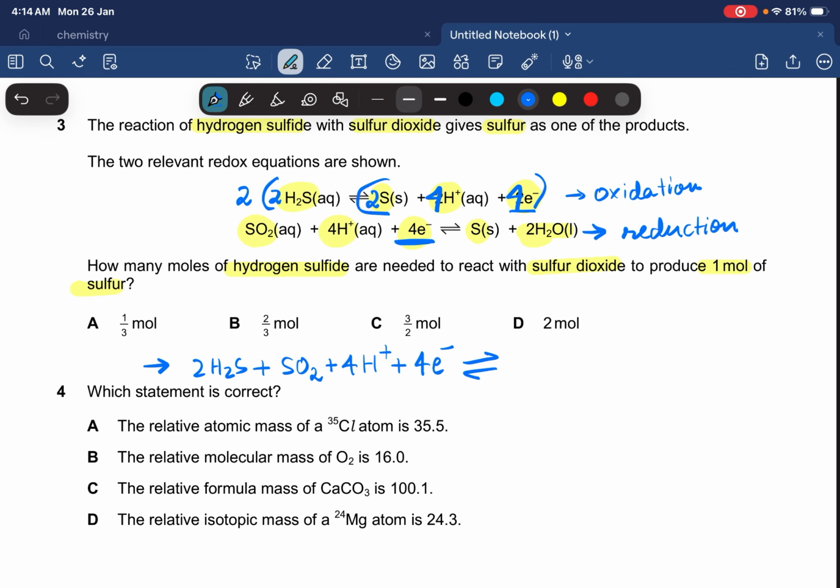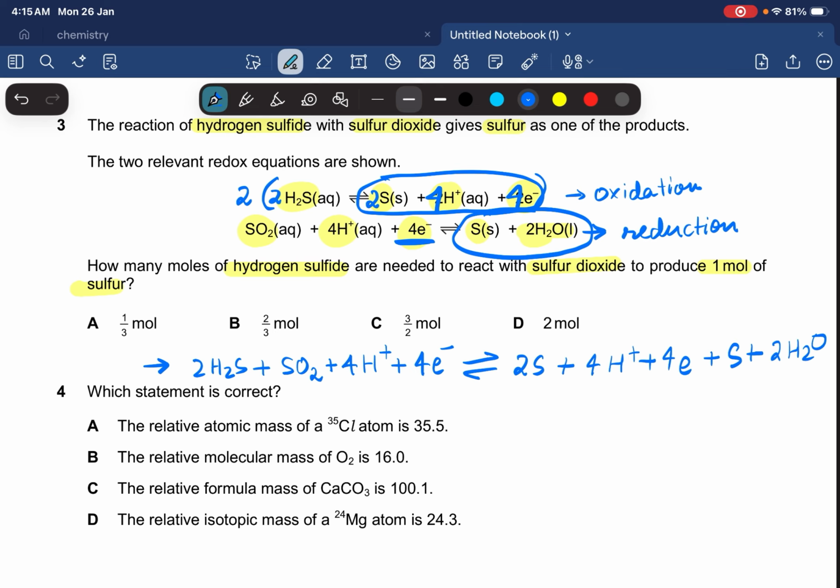And now I have to write the products of the upper equation. 2 sulfurs plus 4H plus 4 electrons. Now the products of my lower equation: plus a sulfur plus 2H2O, right? So now I have to cancel out everything that occurs more than one time.